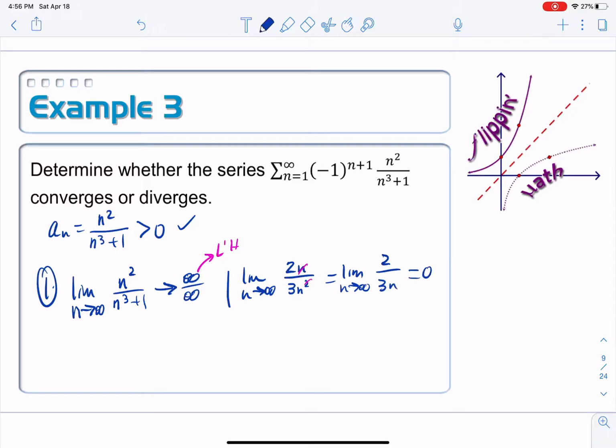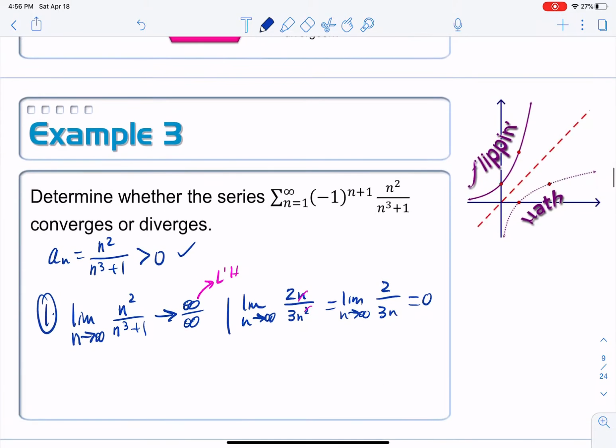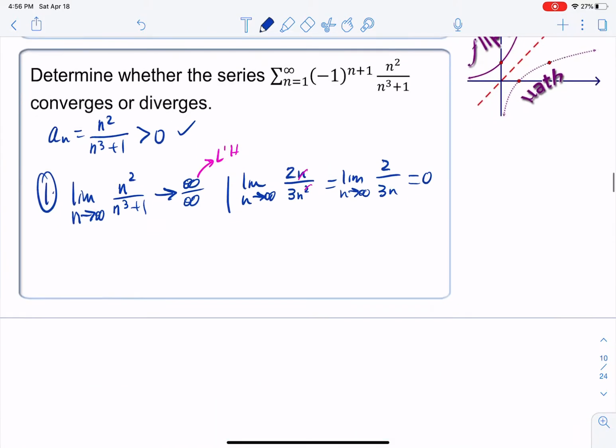Man, that was a lot of unnecessary work. I could have just gone, yeah, it's equal to 0 because the exponent on the bottom is bigger than the exponent on the top. The bottom is growing faster, right? I could have done that. Why didn't I? Who knows? I just wanted to make the video longer because that's what I do.